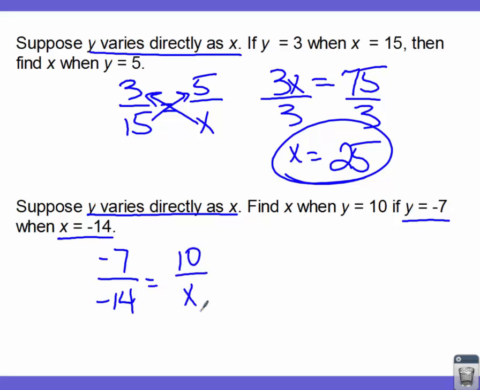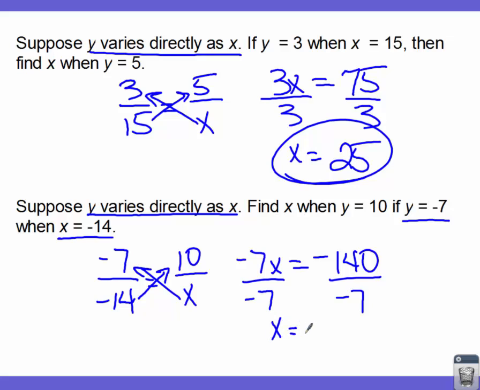So now we cross multiply. So when I cross multiply -7 and x, I get -7x is equal to, and then now -14 times 10 gives us -140. I divide both sides by -7. That tells me my x value is going to be positive 20. And that's how we solve direct variation problems.